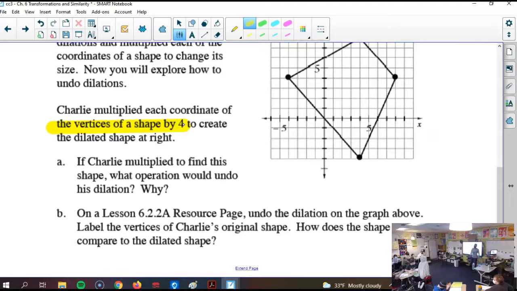So if Charlie created this shape by multiplying each coordinate, the x value and the y value, by 4, where was the original shape that Charlie started with? This is on your worksheet. Okay, on your worksheet. So do it. So draw out the original shape.